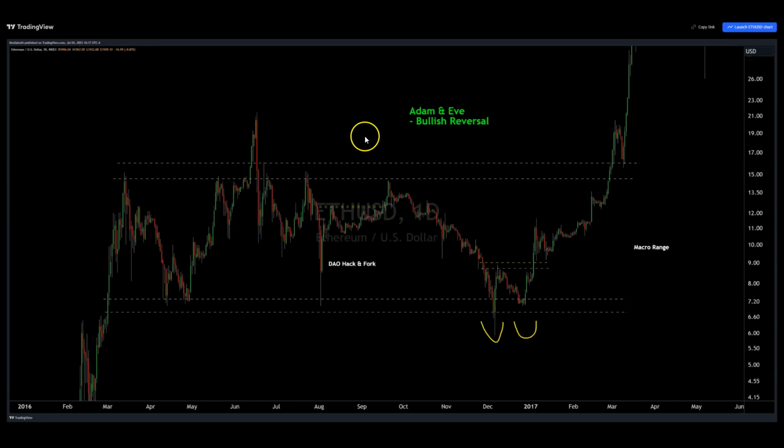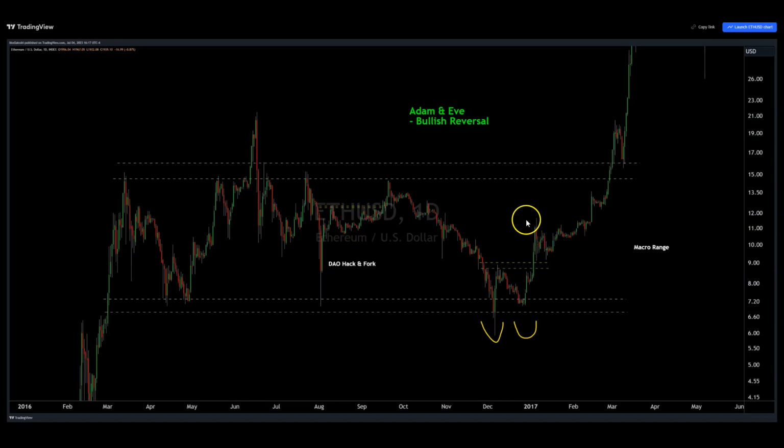Moving on to Adam and Eves. This is ETH 2016, end of the year, coming off of a terrible year where it's dealing with the DAO hack, the DAO fork, the birth of ETC, and at the very bottom you do get a type of double bottom known as an Adam and Eve bullish reversal. Again, as a breakout trade, your entry is very clearly the horizontal resistance, your stop loss is any lower low, and away it goes, right? You can measure this out for an expected target.